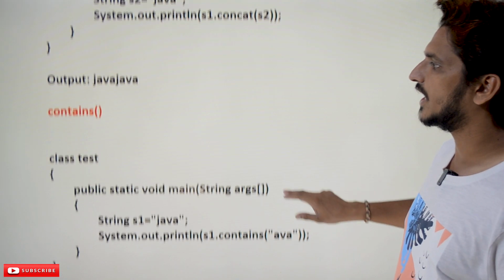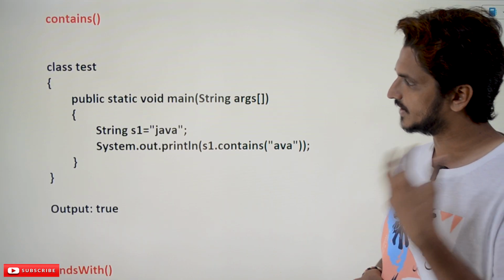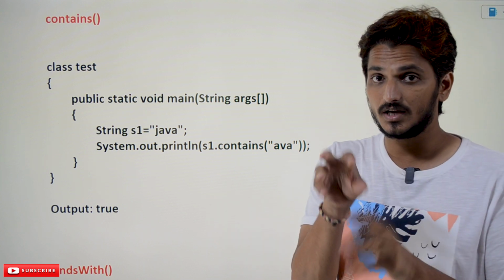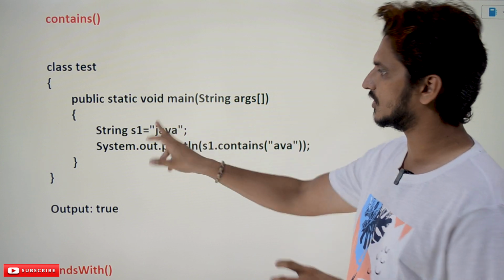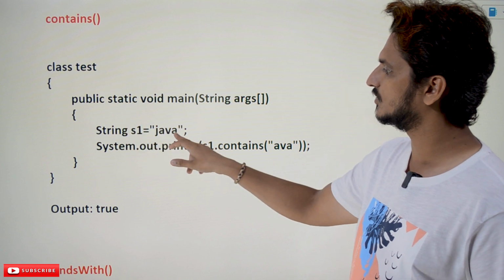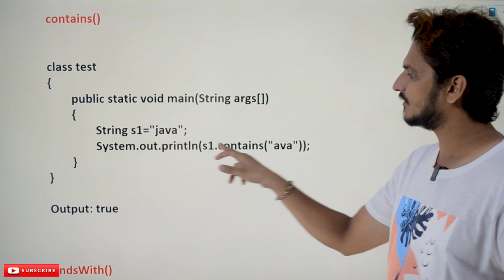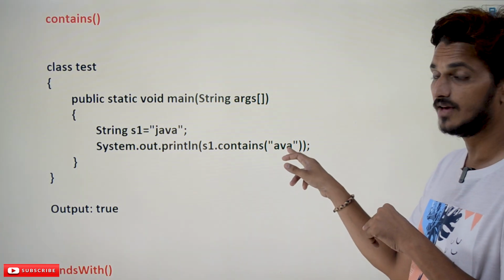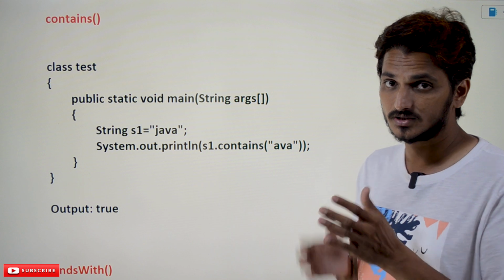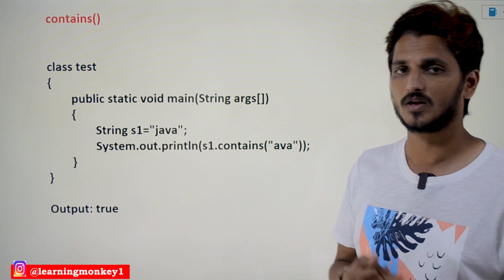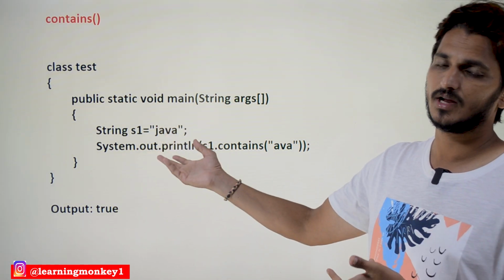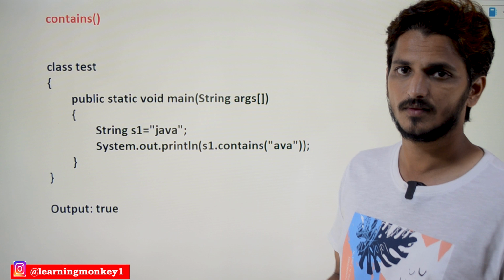Now coming to the next one, contains. Contains is a string method that is going to check whether the given string is contained in s1 or not. Let's take an example, you are going to get a better understanding. String s1 is equal to Java, System.out.println of s1.contains of AVA. In the string Java, is the substring AVA available or not? If it is available, it is going to give you true. If it is not available, it is going to give you false.